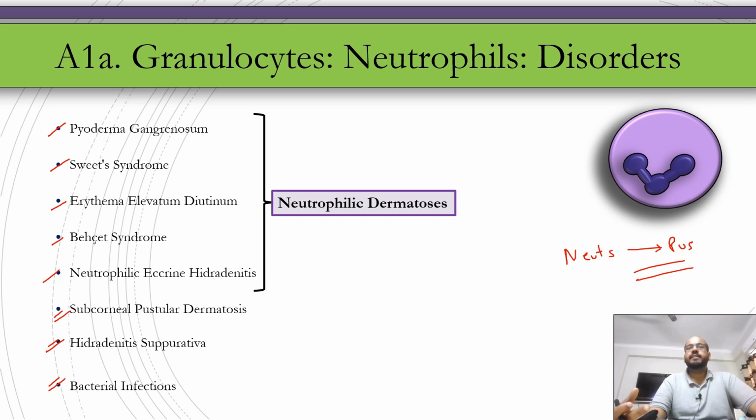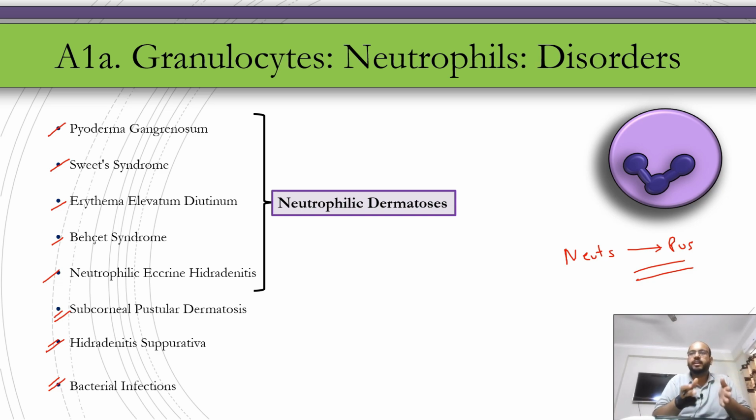So that is why they are part of the innate immune system. That is why disorders involving neutrophils are very quick in onset. They might have a longer duration. For example, a person can have HS for 3 years, but the onset is significantly quick.